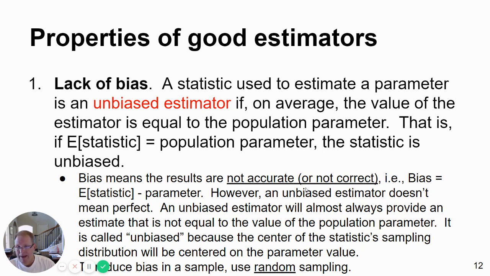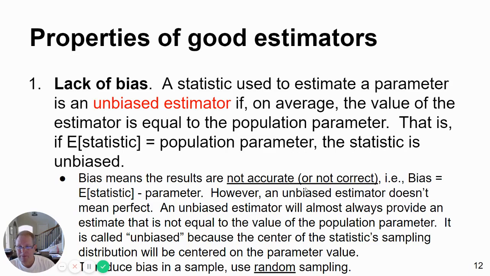Bias means that the results are not accurate or not correct. So if you are asked to describe a bias, you want to say that the results are not accurate or not correct. The amount of bias is equal to the difference between the expected value of the statistic and the parameter.